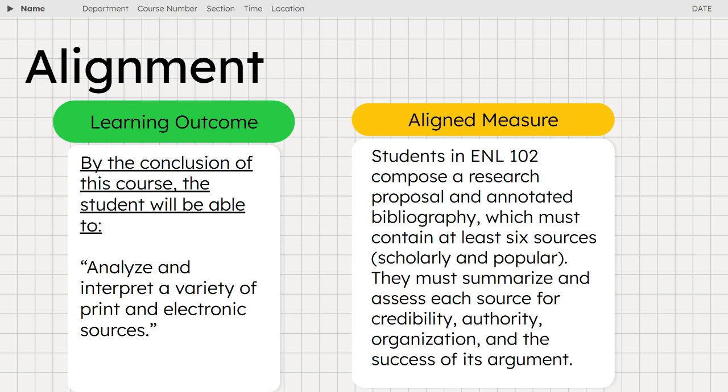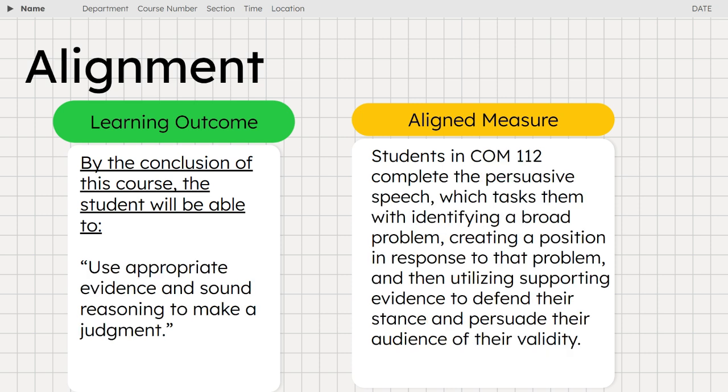We have the outcome, and we can logically see how analyze and interpret are connected to the assessment and summary that are happening in this specific assignment, especially since they have to gather those resources themselves. When we're talking about alignment, that's what we mean. Or in this case, by the conclusion of this course, the student will be able to, quote, use appropriate evidence and sound reasoning to make a judgment, unquote. For those unfamiliar, this is the verbiage for our critical thinking general education outcome.